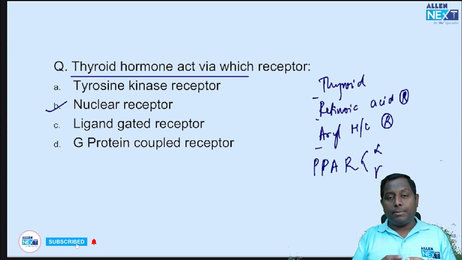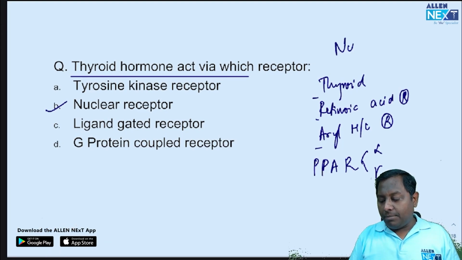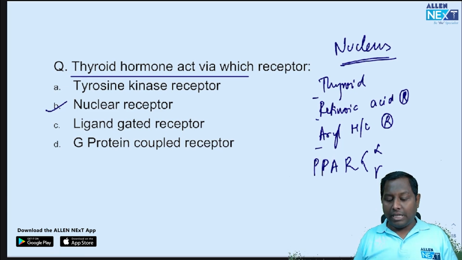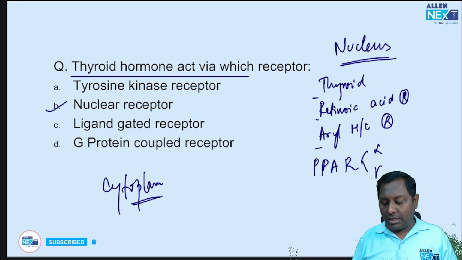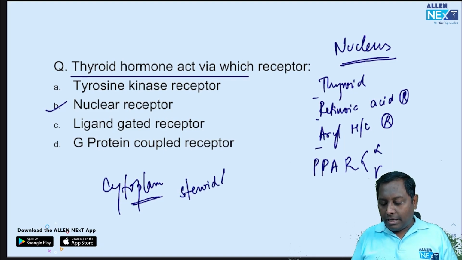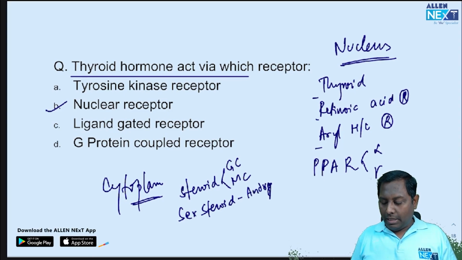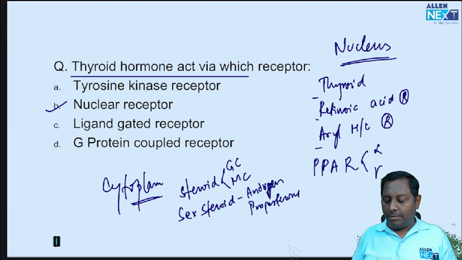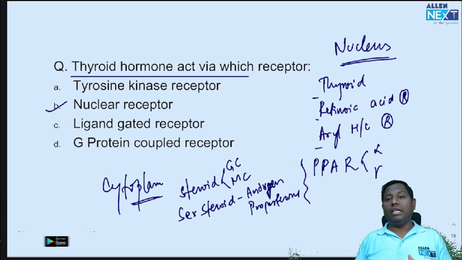Now the nuclear receptor superfamily is of two types. Some are in the cytoplasm, some are in the nucleus. These are mainly present in the nucleus. Which ones will be present in the cytoplasm? Remember mainly the steroids, like glucocorticoid, mineralocorticoid, and sex steroids like androgen and progesterone. Now there is some controversy to this as well, because in Goodman and Gilman at places they have mentioned that they are active in the nucleus. Do remember they are all nuclear only.